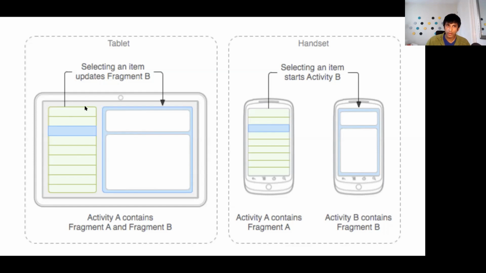So, for example, on a tablet, you could have one fragment over here, which is the list view, and then one more, which is the detail view. And that same UI on a phone would have one fragment on each screen. That's the flexibility that you can take advantage of with fragments that you couldn't do with activities.